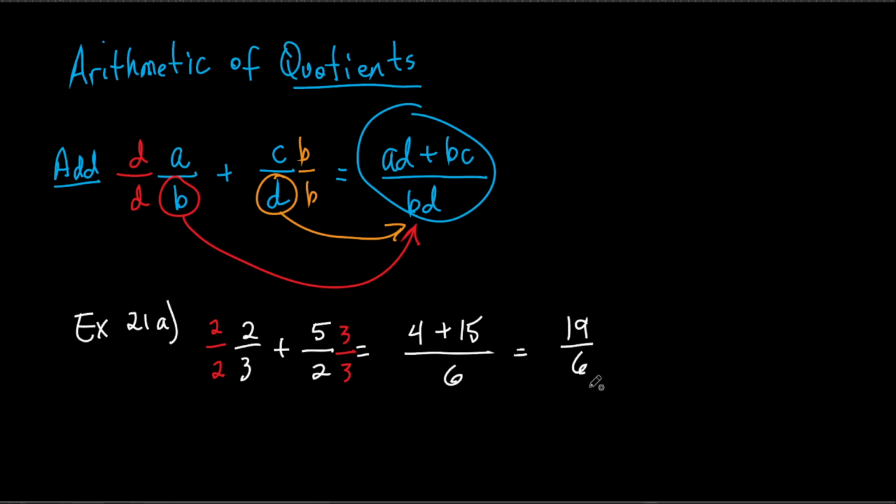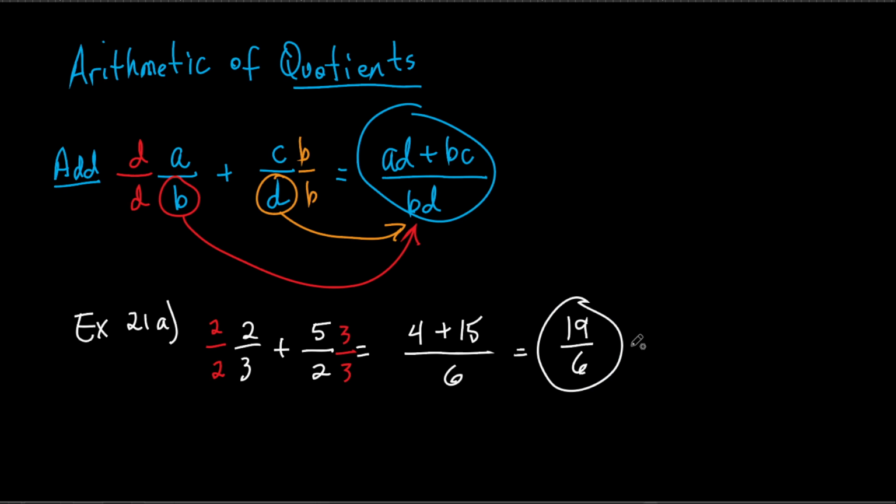Does that reduce? Does anything divide evenly into 6 and 19? No. 19 is a certain type of number. Anybody know what that is? I think I heard it. It's a prime number, right? So nothing divides into it except for 1 and 19. And that would be your answer.